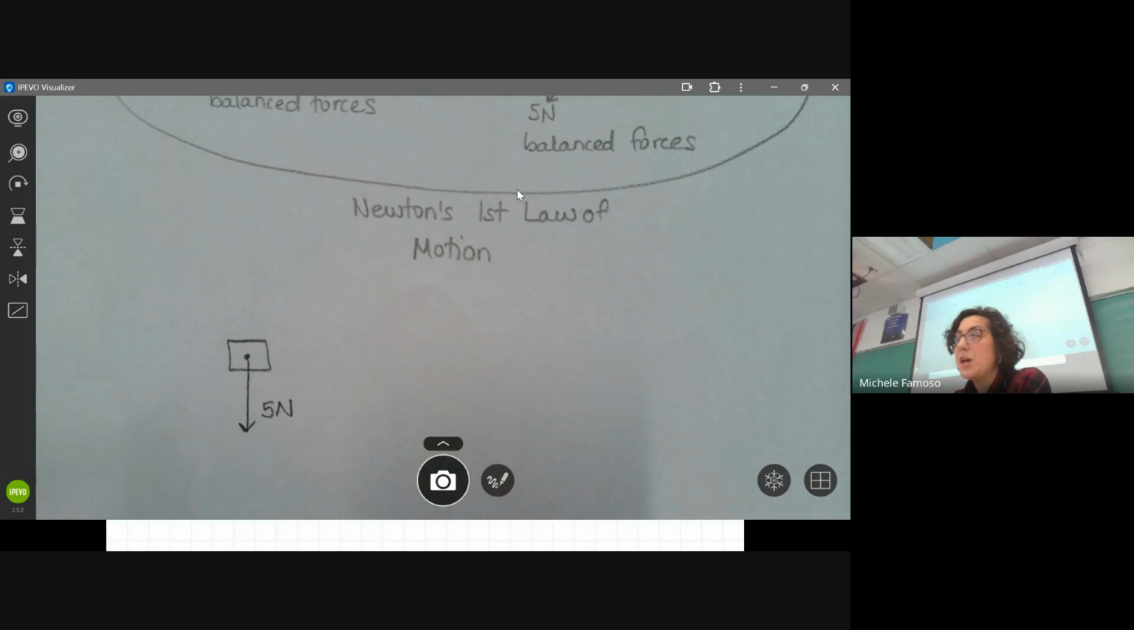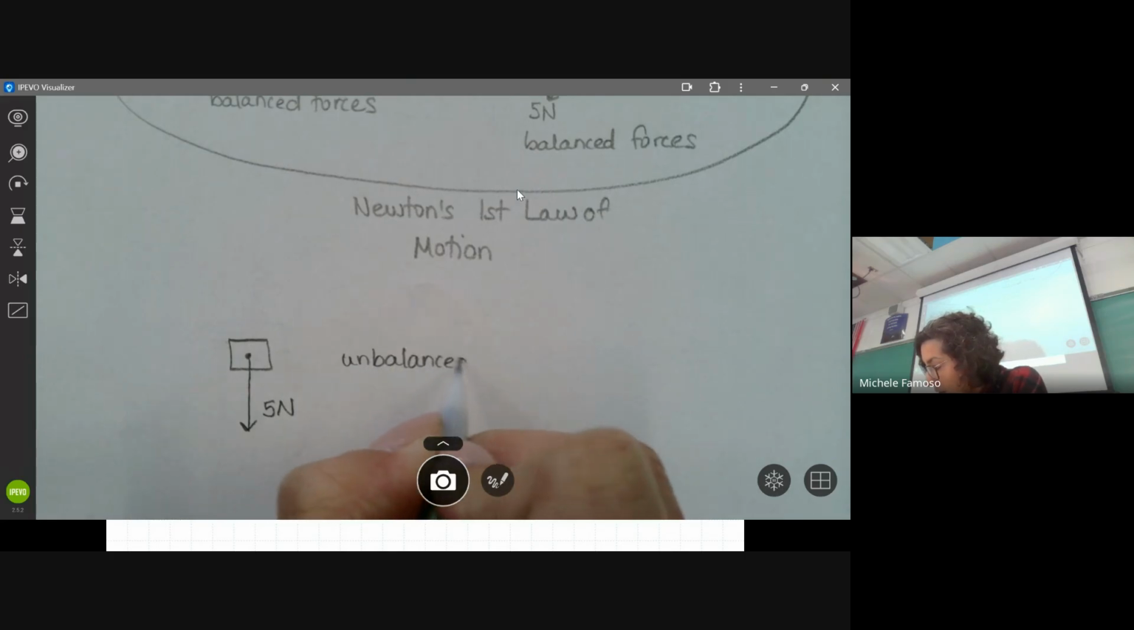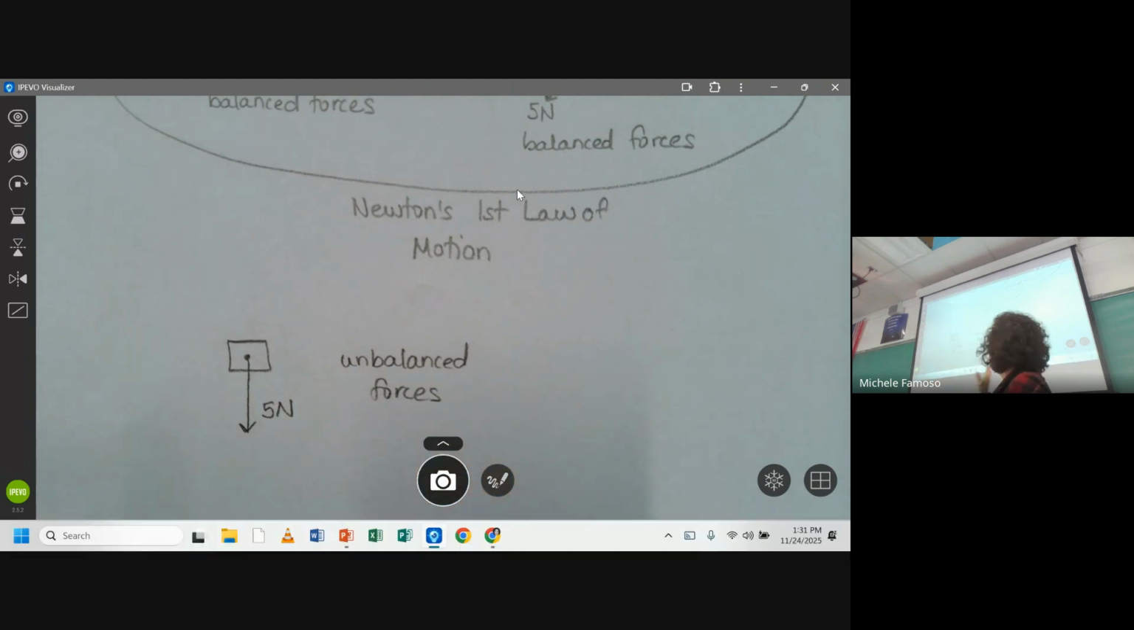Do you see how there's nothing on that picture to oppose 5 newtons pulling down on this box? This is what is meant by unbalanced forces. We can see that we don't have equal amounts in opposite directions. So on this picture, that 5 Newton force is an unbalanced force because there's nothing there to balance it. So this is what is meant by an unbalanced force.